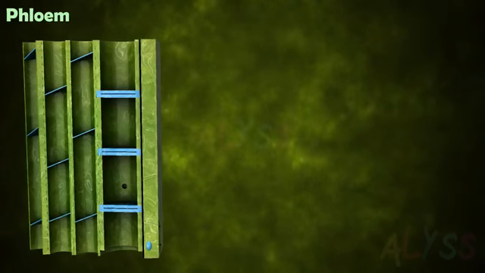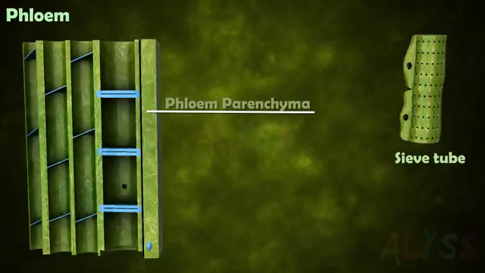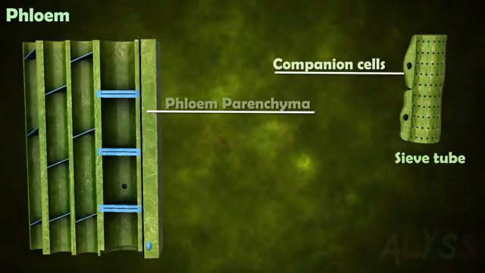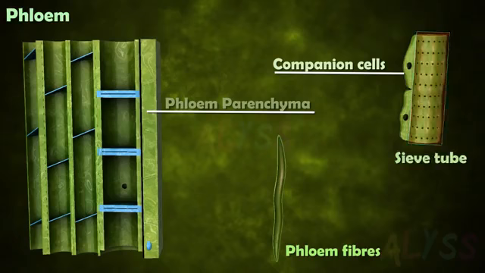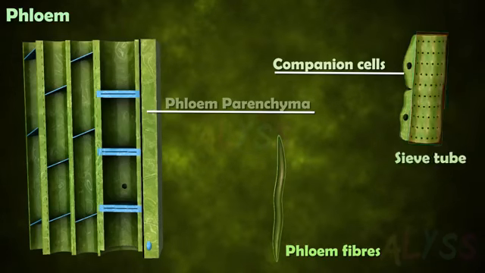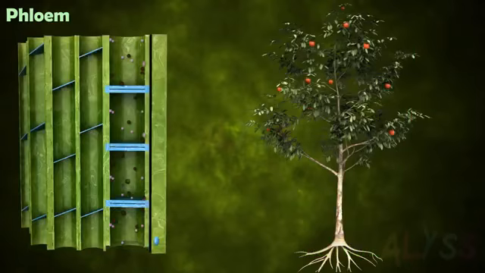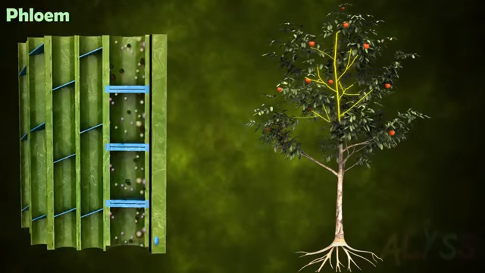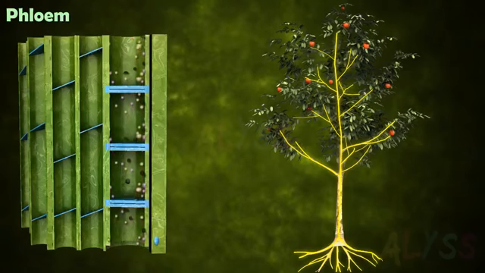Phloem is a conductive tissue with mostly living cells, which are phloem parenchyma, sieve tube, companion cells, phloem fibers. Sieve tubes are the main conducting cells which are supported by companion cells for their function. Phloem fibers give support and parenchyma stores food. Phloem conducts food in both directions.